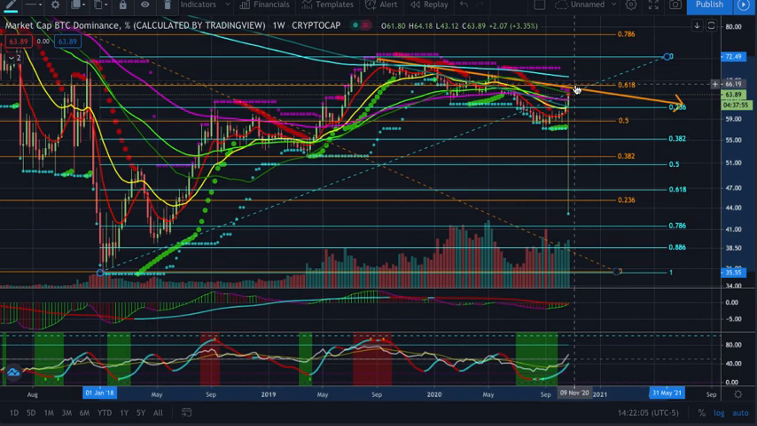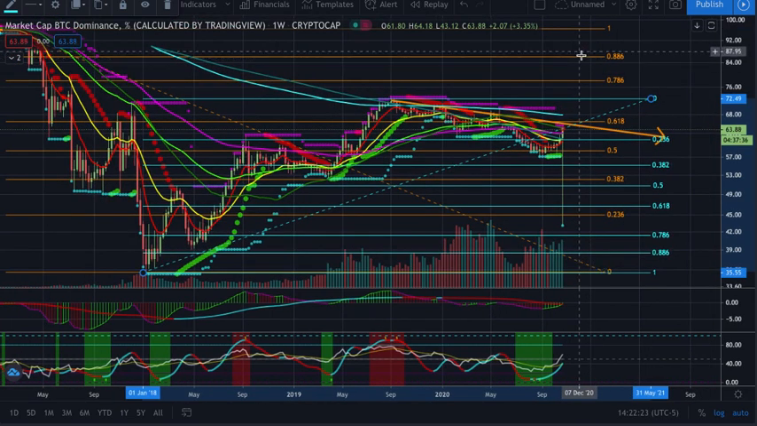Now, if we do get above the 618, we could potentially come up here to the 786 and put in a high. We have technically put in a low, a higher low, a higher low, a higher low. So it's not unrealistic to think that Bitcoin dominance is going to come back up here to that 77, 78 range. But again, we could come up again to 85, but it's unlikely that it would ever get back up to this range.